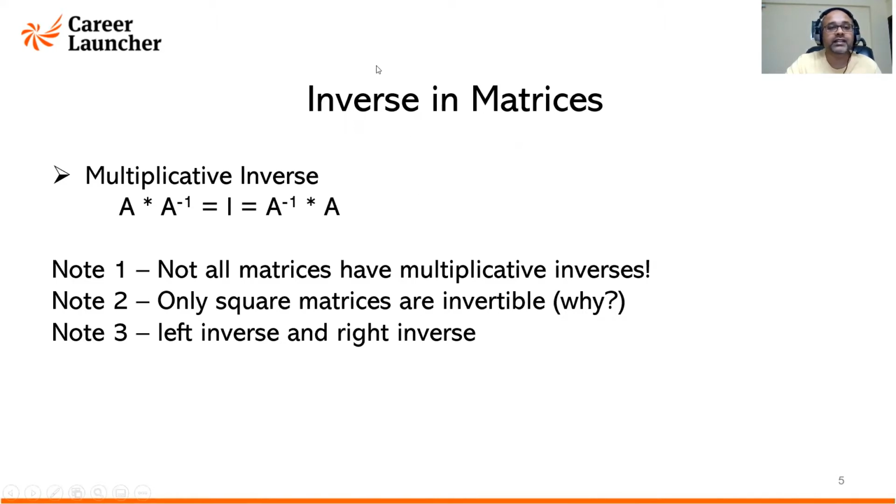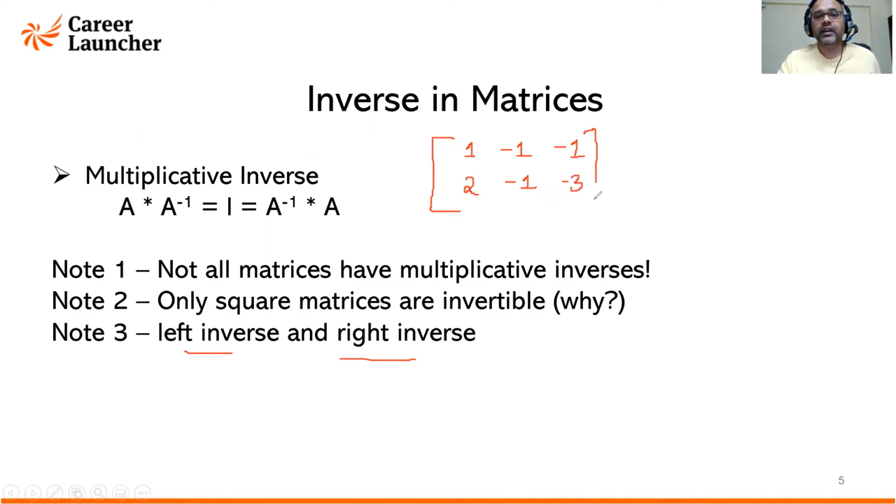Third is, there are certain cases where it is possible to find something called a left inverse and a right inverse. I'll show you one interesting example. Take this matrix: 1 minus 1 minus 1, then 2 minus 1 and minus 3. Now multiply this with this matrix: minus 3, 5, then minus 3, 3, minus 1 and 2.